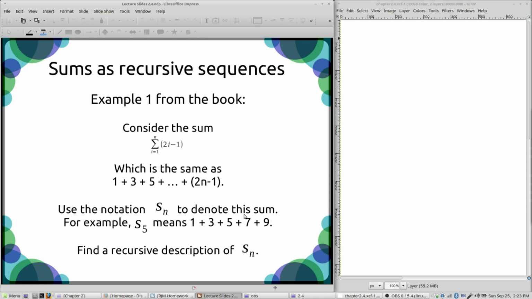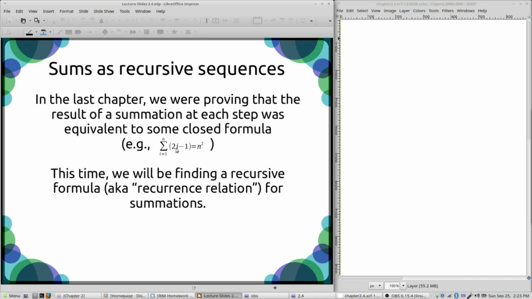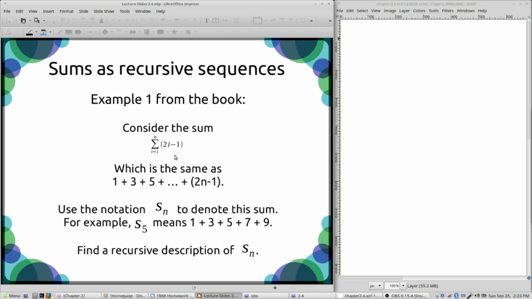So example 1 from the book, it has the same 2i minus 1, just like we did before with n squared. We have 2i minus 1, and it gave us another way of writing it as 1 plus 3 plus 5 plus up until 2n minus 1, which would be at position n, the i gets replaced with the n. So it's telling us to use the notation s sub n to denote this sum. So when we write s sub 5, that would be 5 steps. From 1 to 5, we'd end up having 1, 3, 5, 7, and 9. So then we have to find a recursive description of s sub n.